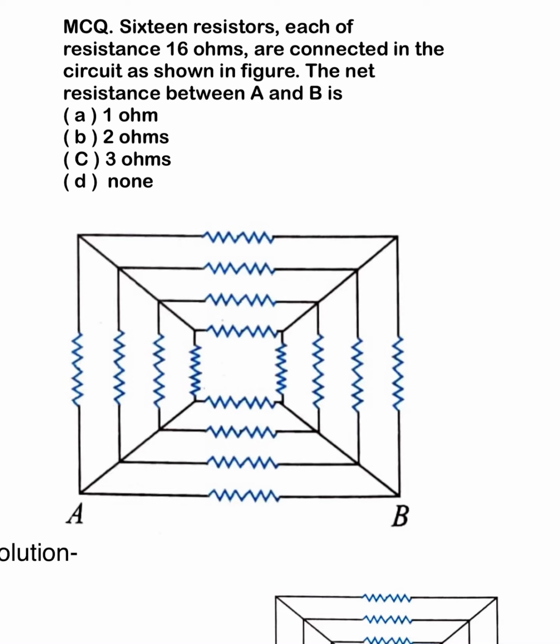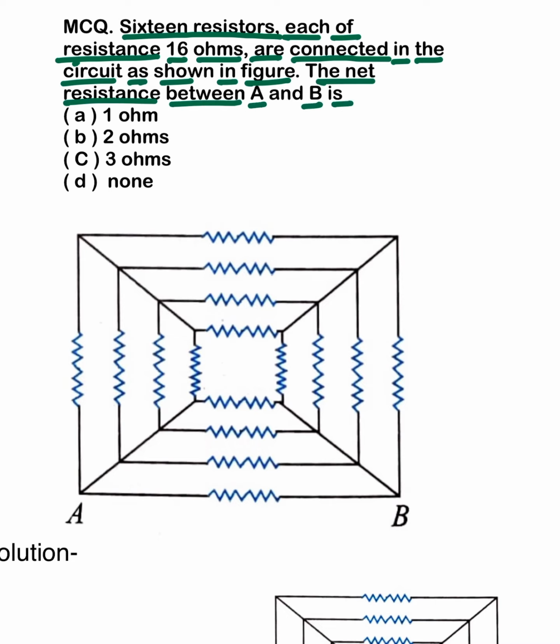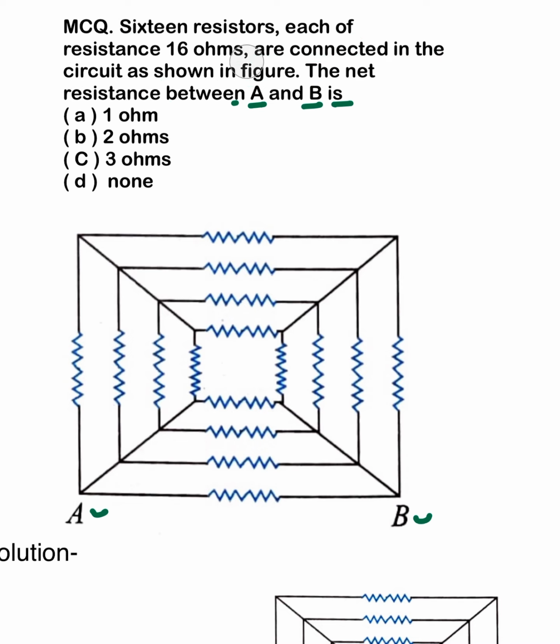Question. First of all, read the question. 16 resistors, each of resistance 16 ohm, are connected in the circuit as shown in the figure. The net resistance between A and B is, that point is A and that point is B. All resistances are 16 ohm. Okay, so our motto is to determine the equivalent resistance between A and B.